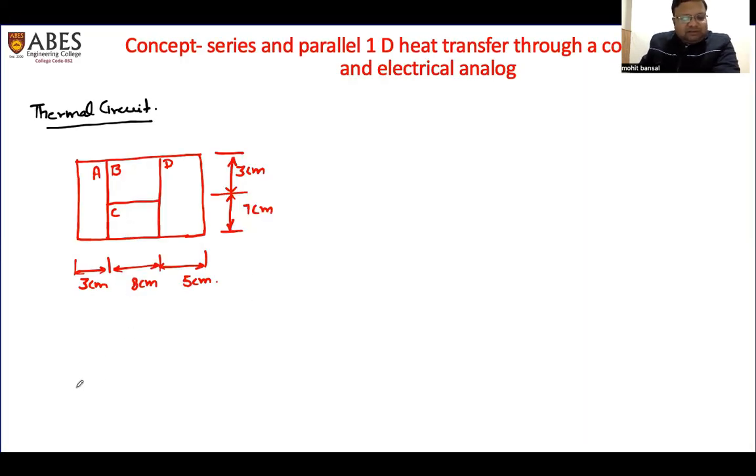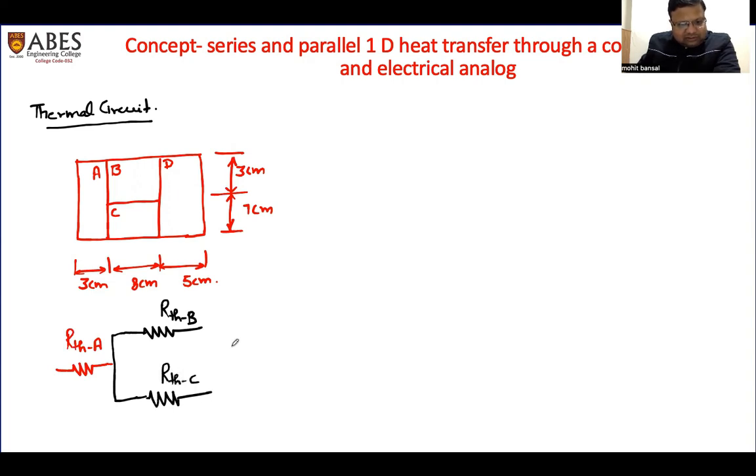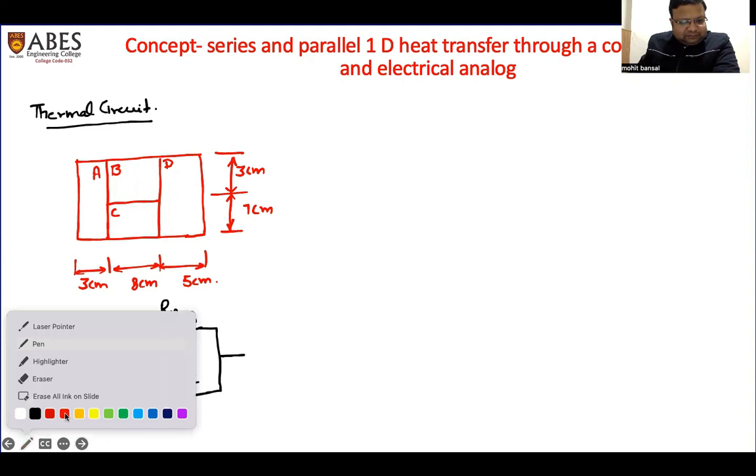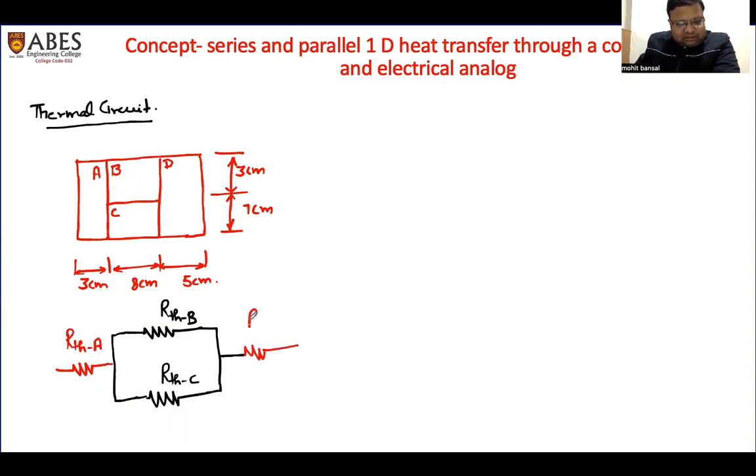Now we will make a thermal circuit for the problem. This is section A, so we make a thermal resistance for A, R thermal A. Then B and C will be in parallel, so that will be R thermal B and R thermal C, and then again this will form R thermal resistance for section D.